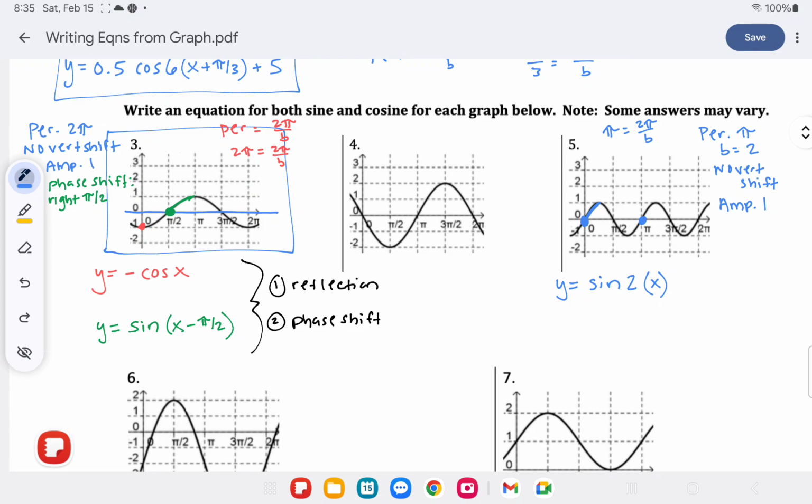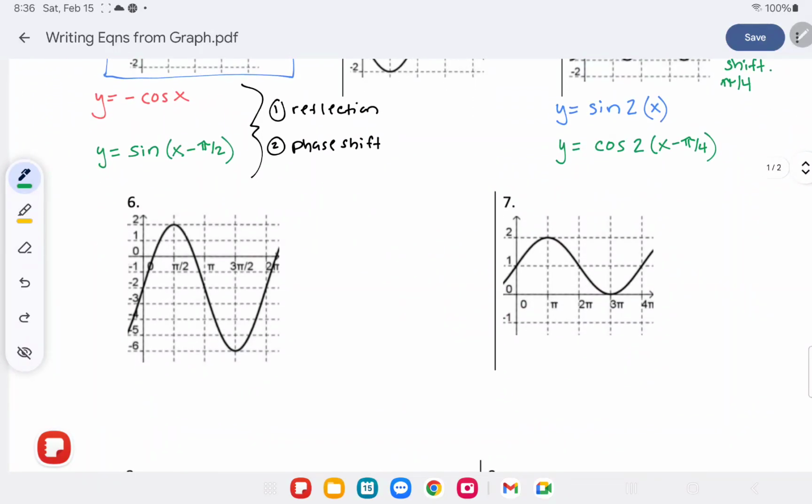If I'm writing this as a cosine function, though, there is going to be a phase shift. And the phase shift will depend on where you want to start this. So if I want to start it right here at the top, that looks like that is right pi over 4. And cosine functions are used to starting at the top, so there's no reflection there. Everything else stays the same except our phase shift is pi over 4.